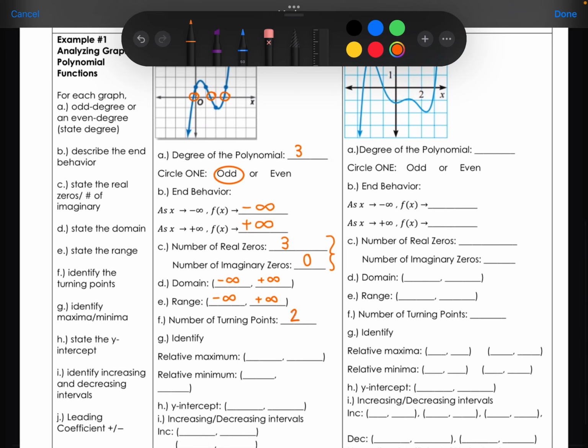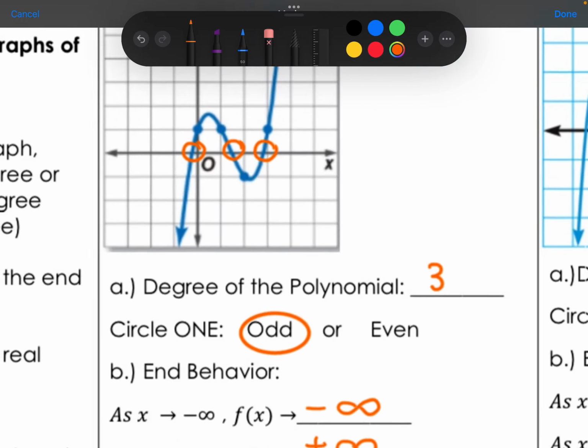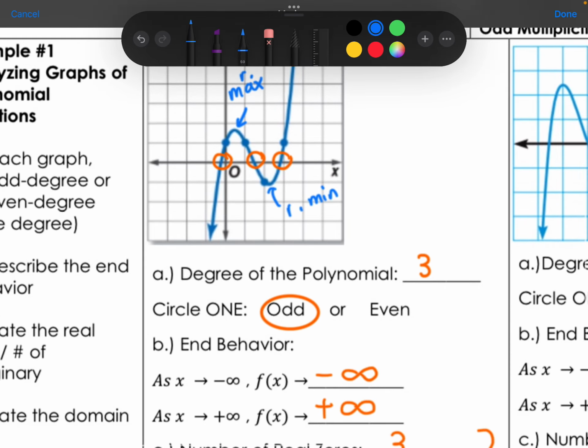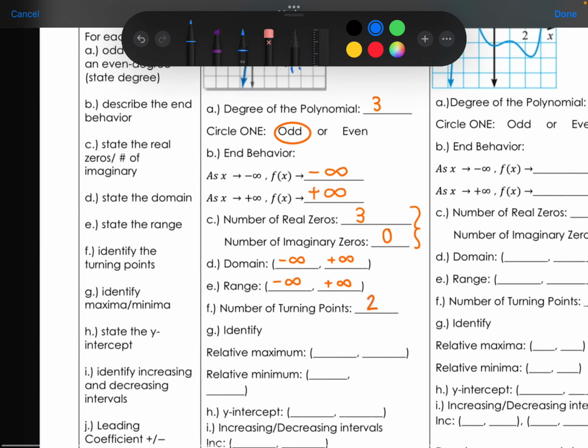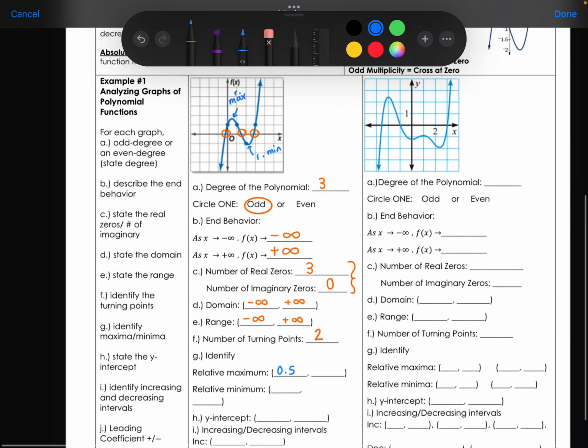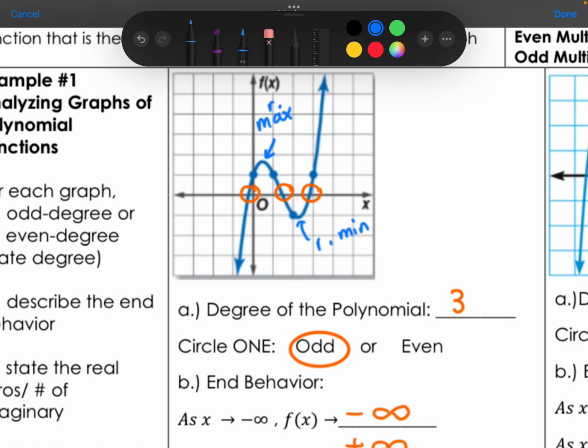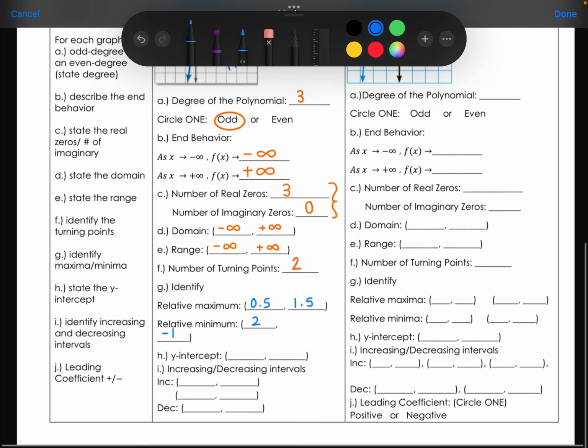So now we're going to identify those relative mins, relative maxes. As you can see, we have a relative max, and here we have a relative min. So it looks like my relative max occurs at (0.5, 1.5). And then we have a relative minimum at (2, -1). Y-intercept, we have a y-intercept here, and that is occurring at (0, 1).